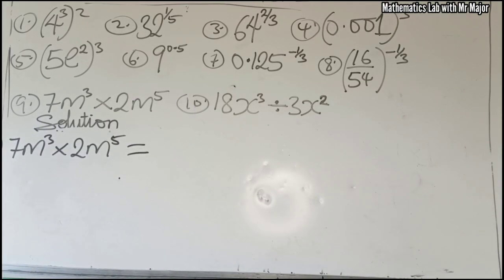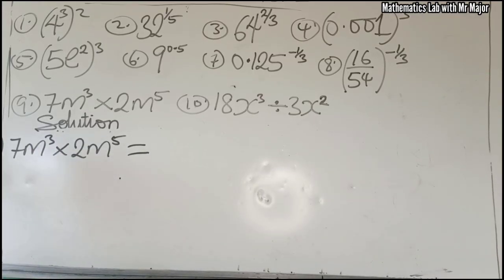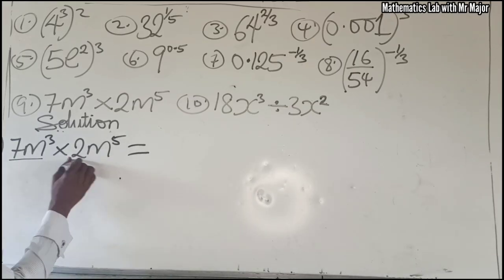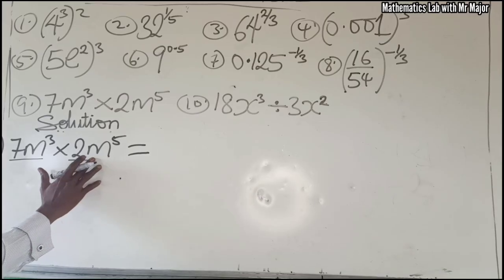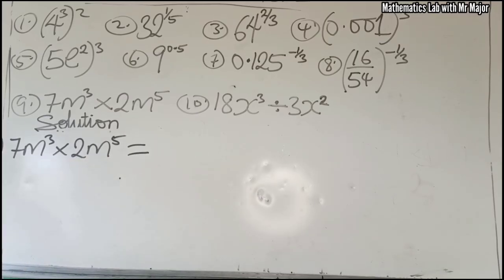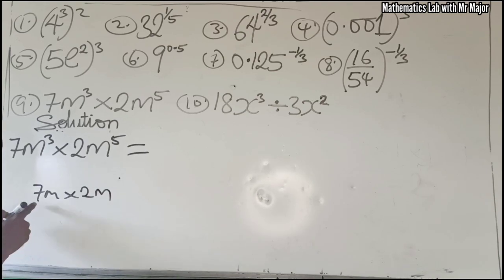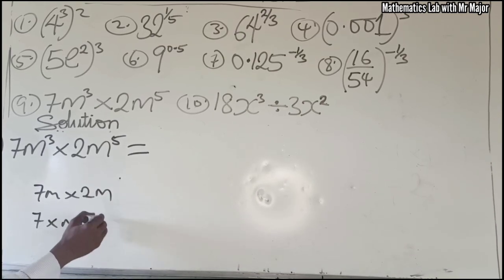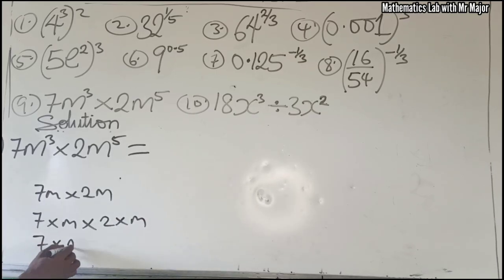Question 9 is 7m raised to power 3 times 2m raised to power 5. Now, let's look at this. The base here is 7m. The base here is 2m. They are not the same. But let's go back to algebra. If you have 7m times 2m, you know it's the same thing as 7 times m times 2 times m. That means 7 and 2 will come here, 7 times 2, then times m times m.